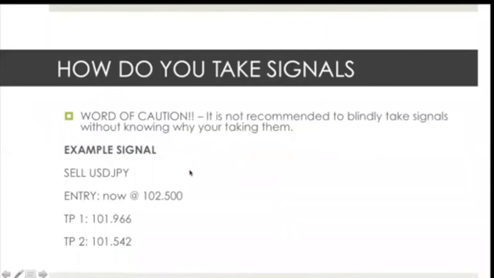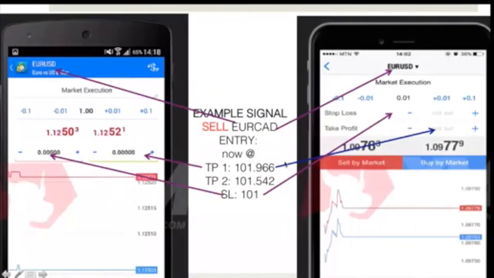Okay? All right. So this is what it looks like to take a signal. If you're in one of the signal trading telegrams, this is what it looks like. You can screenshot this if you like. All right. So see that Euro USD, but look, it says Euro CAD. So you would have to make sure you change that. You can actually click here and change it, or you can go back and change it back on the main screen.